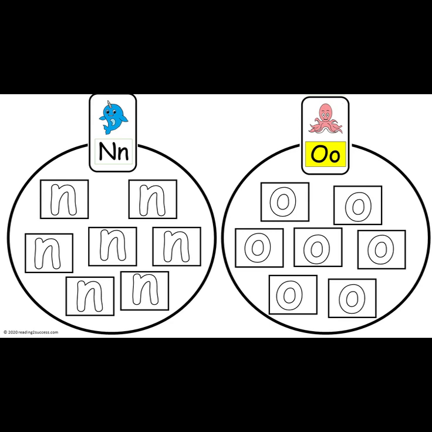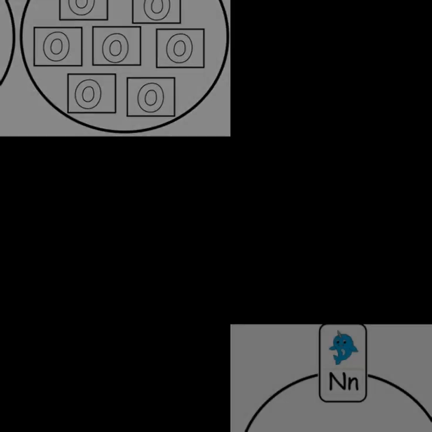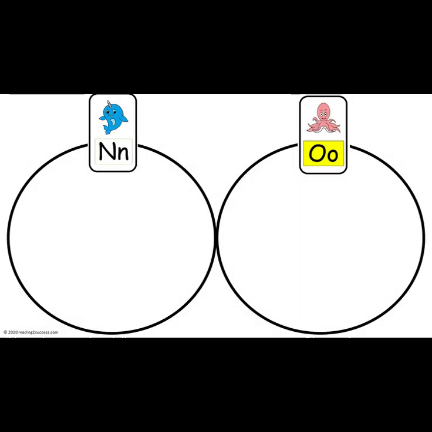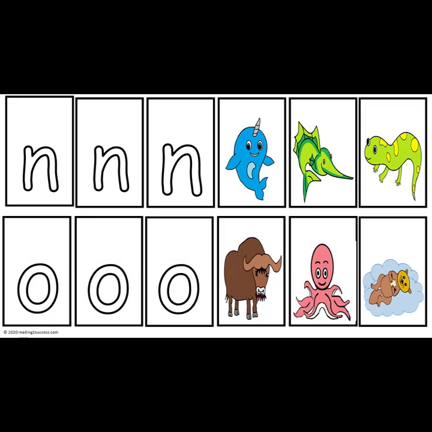This is a sorting activity, and children have to decide between N's and O's. They need to sort all the N's under the narwhal and all the O's under the octopus. This is the template for the sorting board and the letters. Use this template to have kids sort the correct letters with the correct pictures. For example, N and narwhal, O and ox.